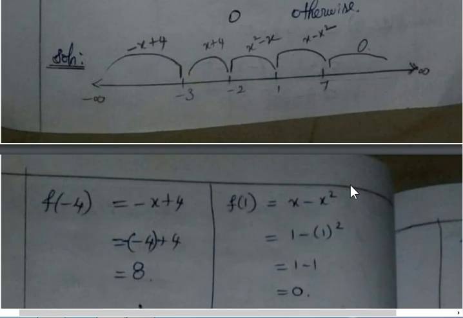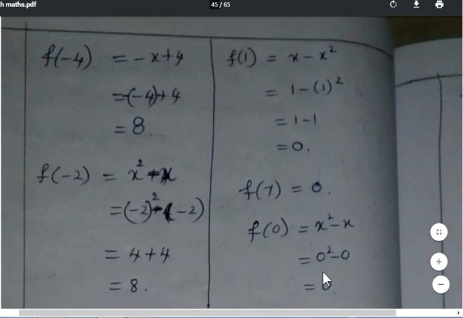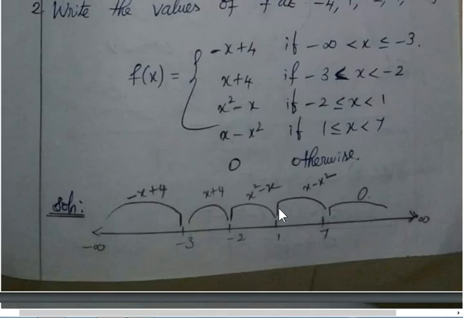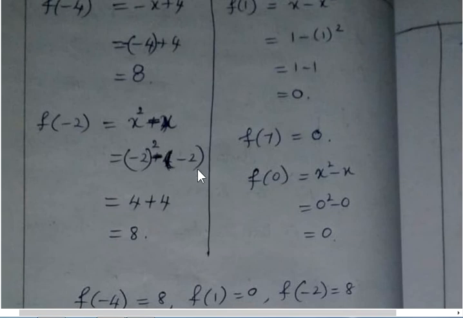Here we want to calculate f(-4). The value -4 lies in the first area, so -x + 4 gives -(-4) + 4; minus into minus becomes plus, so 4 + 4 is 8. Then f(1): the value 1 is in the part x - x², so 1 - 1² is 1 - 1, equal to 0. f(-2) is in the part x² - x, so (-2)² - (-2): minus into minus becomes plus, and the power is even so it is also plus, 4 + 4 is 8.